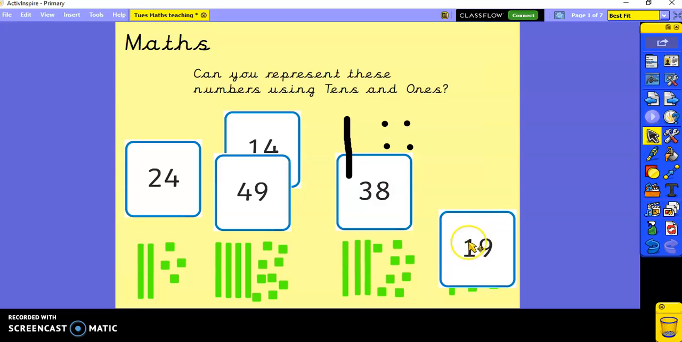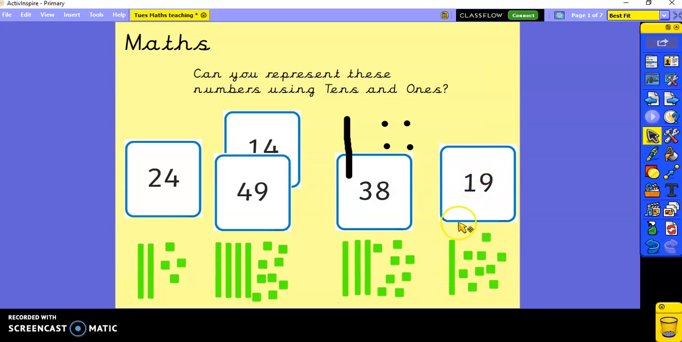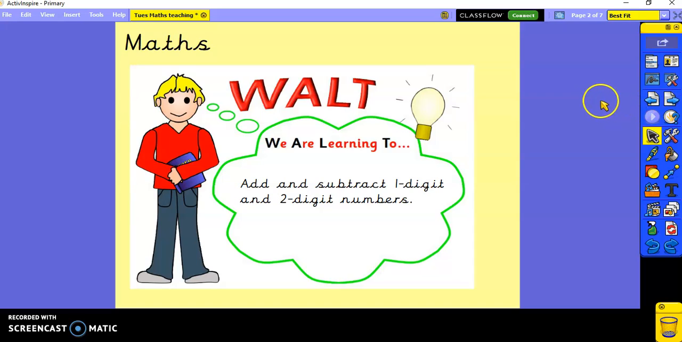And the final one, 19. So I've only got 1 ten this time and 9 ones. 10, 11, 12, 13, 14, 15, 16, 17, 18, 19. So well done if you got all of those correct. Remember, if you didn't quite get them right today, you can always have another go either now or come back to it another day.